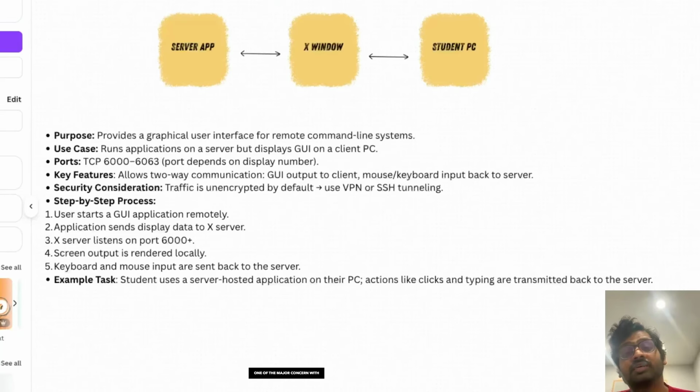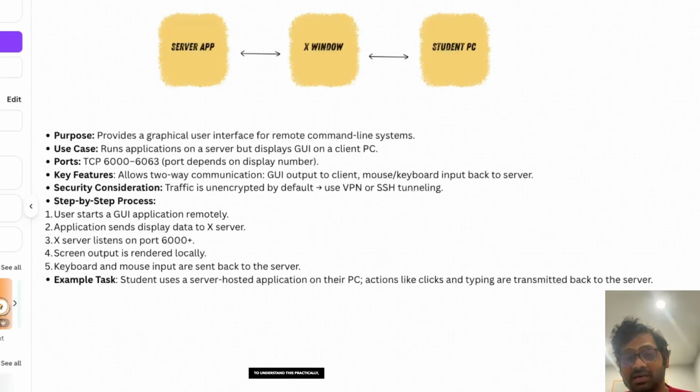So one of the major concerns with X Window is security. By default, X Window traffic is not encrypted, which means that keystrokes, mouse movements, and screen data can be intercepted. Because of this, X Window should never be exposed directly to an untrusted network. It should always be secured using a VPN or SSH tunneling to protect the graphical session.